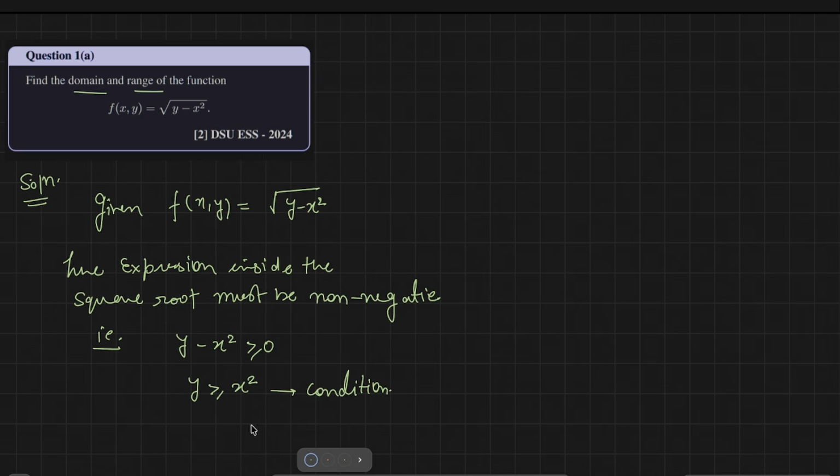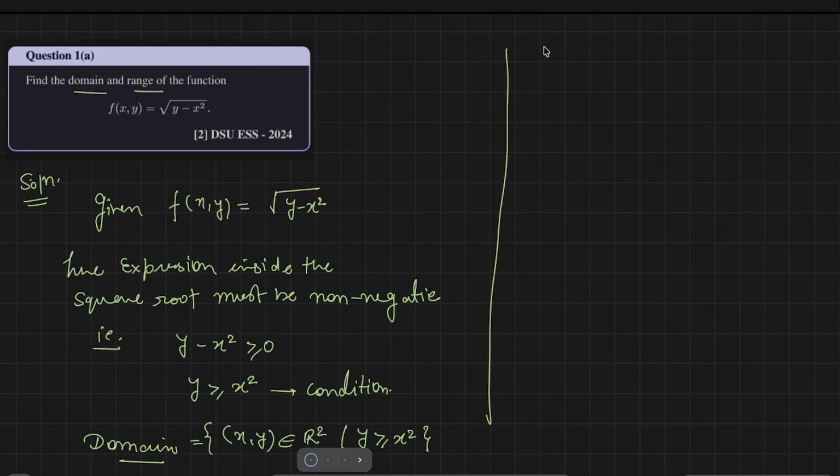This is not the domain, this is the condition. Now to write the domain, because domain is a set, you have to write it in set form. Domain is equal to the set of points x comma y belonging to R squared such that y is always greater than or equal to x squared. This is the domain. In this way you have to write it down.